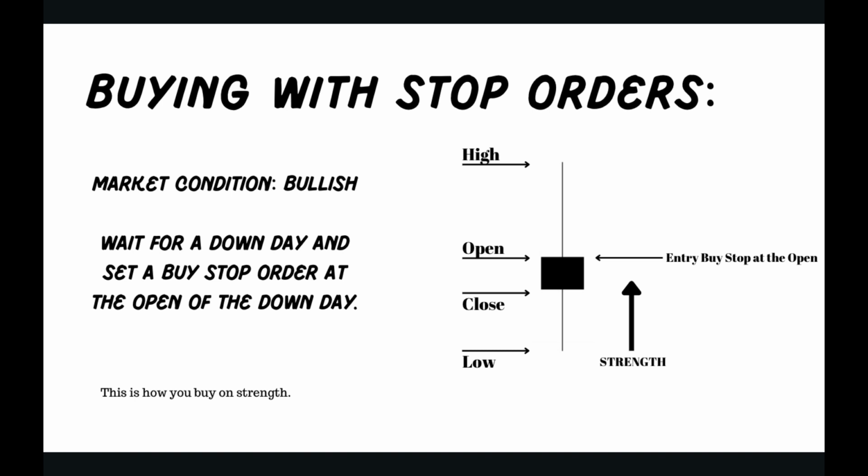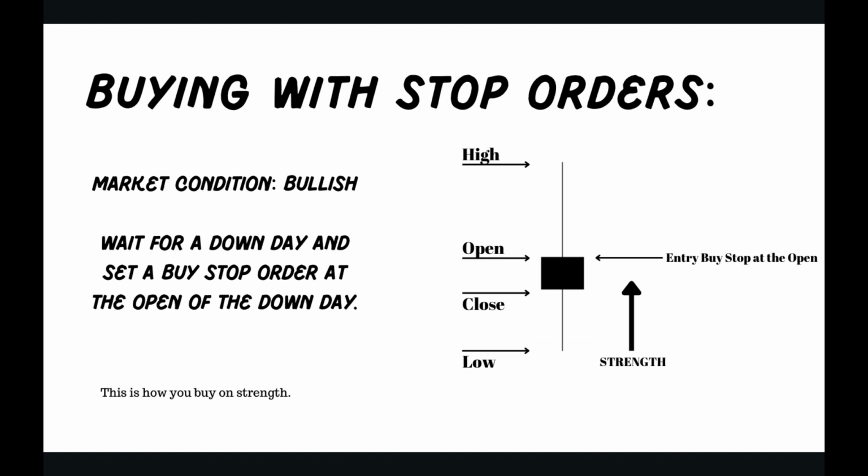So the next daily candle after the trend is bullish and you got a down day and you want to place a buy stop order to get into the trend after a down day, you place it at the open of that down close candle. That's where the market is going to knock you in with strength.